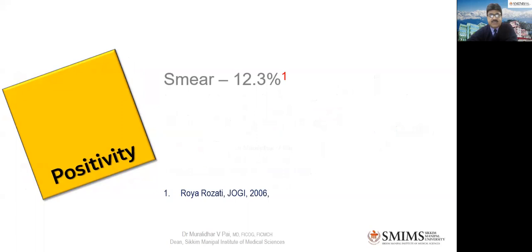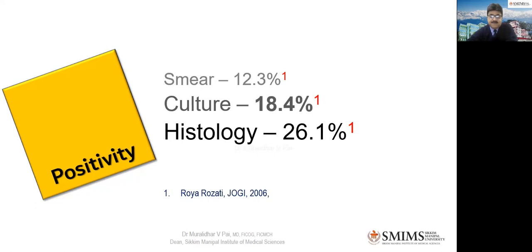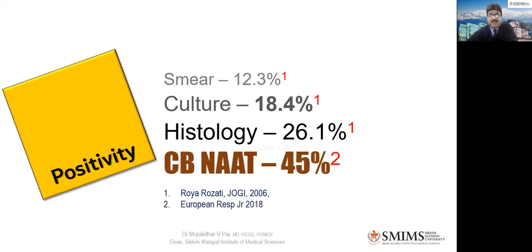What is the positivity rate? Smear, as I said, very low yield, 1.2 to 3%. That's why I said you should be lucky to isolate, even with the fluorescent technique. Culture, though gold standard, look at this, 18.4% only. Histology, too late, but better because they can see nice tubercles there, 26.1%. CBNAAT, 45%. So that's why I was telling CBNAAT is better. And not only that, it gives you a result in 2 hours. Culture, even with BACTEC, takes 1 week.